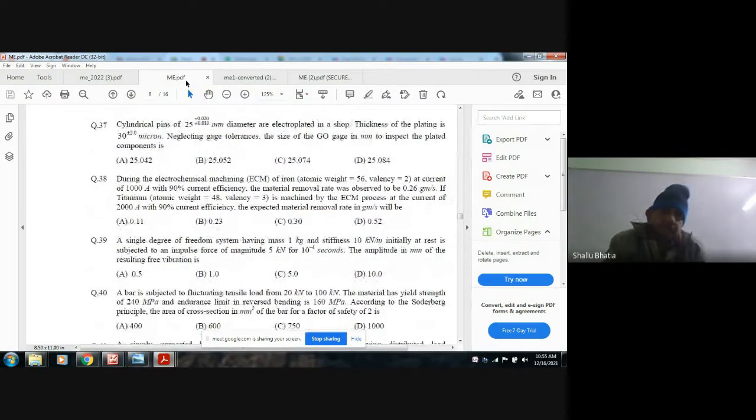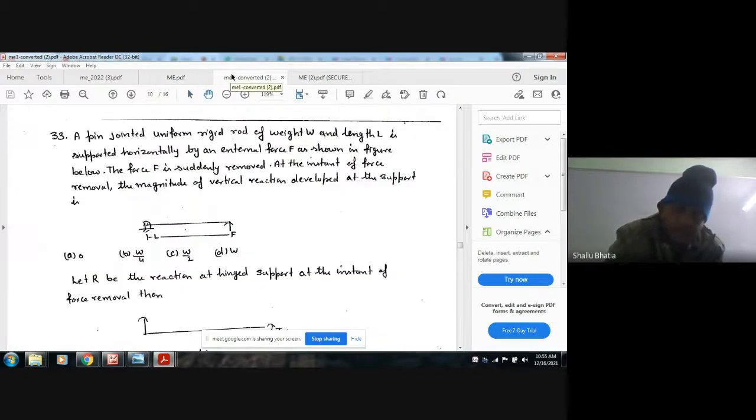A single degree of freedom system having mass 1 kg and stiffness 10 kN per meter, initially at rest, is subjected to an impulse force of magnitude 5 kilonewton for 10 to the minus 4 seconds. The amplitude in mm of resulting free vibration is: option A 0.5, option B 1, option C 5, option D 10. Okay, so take a spring mass system.